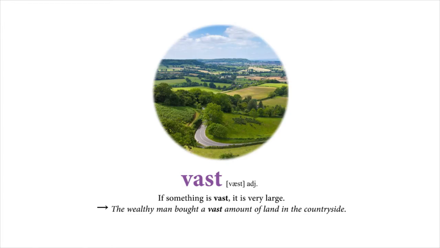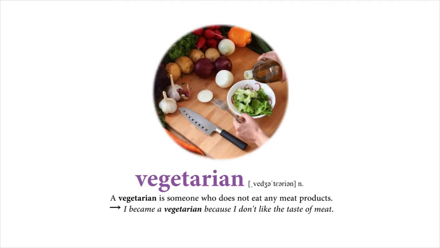Vast. If something is vast, it is very large. The wealthy man bought a vast amount of land in the countryside. Vegetarian. A vegetarian is someone who does not eat any meat products. I became a vegetarian because I don't like the taste of meat.